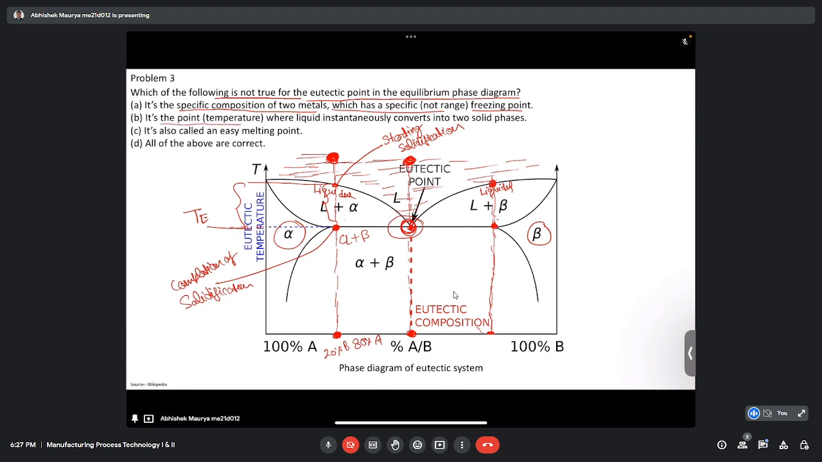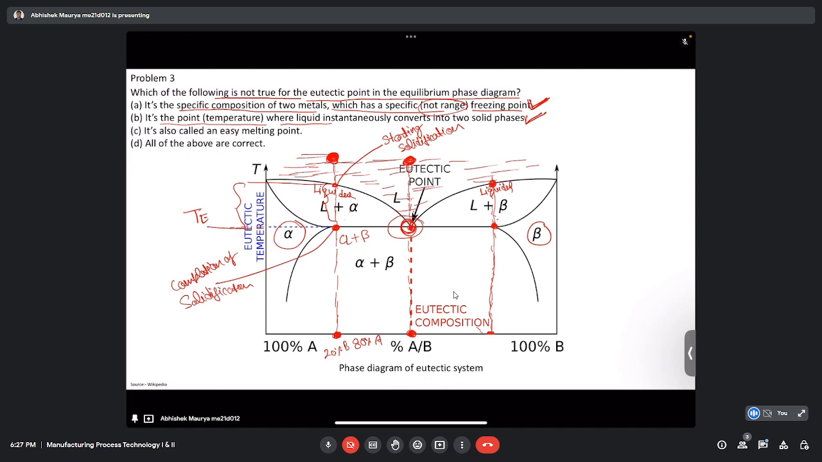It's the point temperature where liquid instantly converts into the two solid phases. Yes, correct. So indirectly it is saying we are not getting a liquid plus solid region. So this is correct. And the first one was also correct, because here we are not getting any range of the solidification. Now let's read the third point.